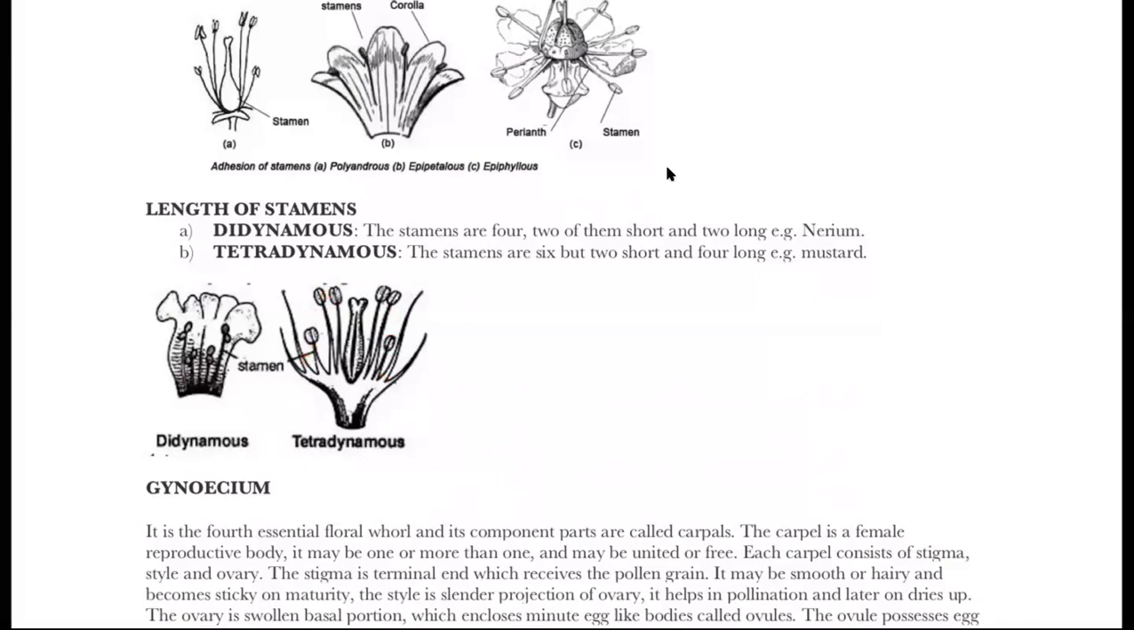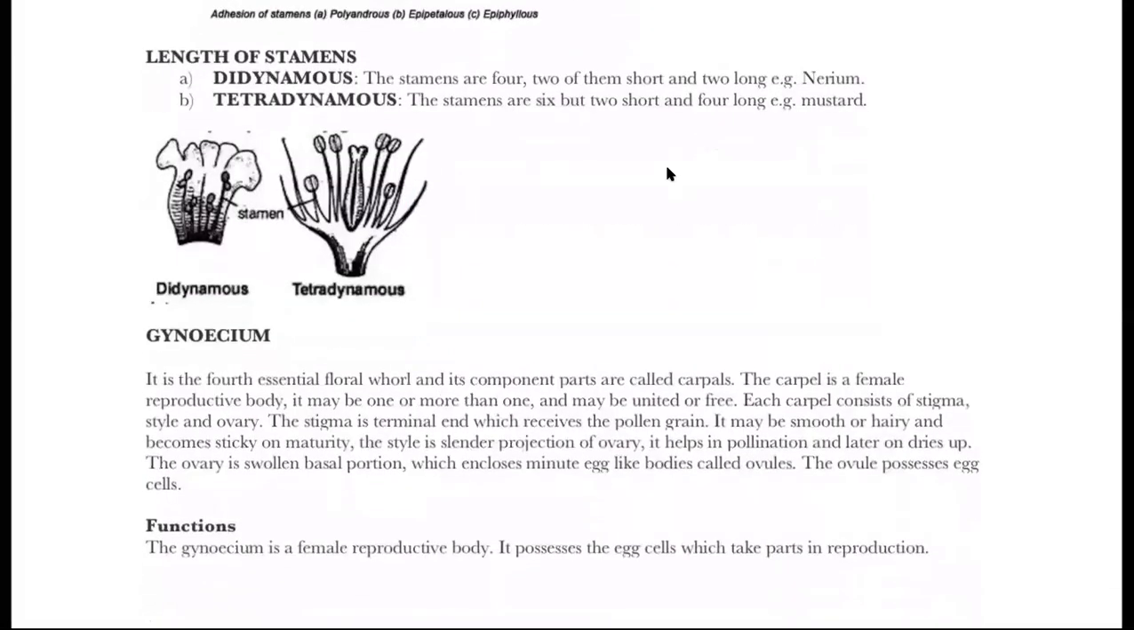Okay? Then we come to the female portion. It is the gynoecium. It's the fourth essential whorl, and its components are called carpels. Okay? The carpel is a female reproductive body. It may be one or more than one and may be united or free. Each carpel consists of stigma, style, and ovary. The stigma is a terminal end which receives the pollen grain.